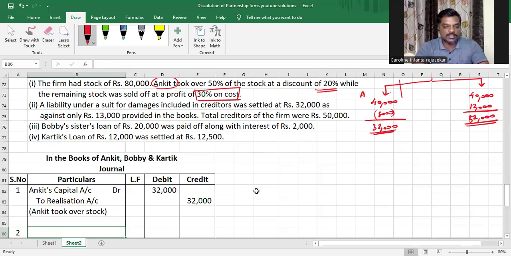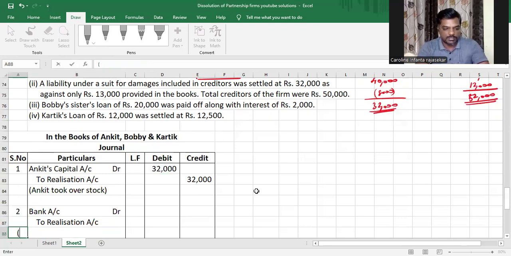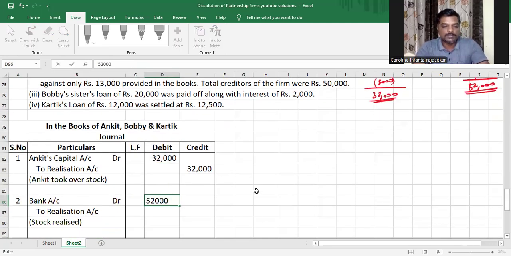And the second part of it is we sold the stock. Whenever we sell the stock, we get money in the bank, and therefore bank account will be debited. And whenever an asset goes outside the business, realization is credited. It's an income for the firm, and realization account is a nominal account, so it will be credited. Nominal accounts are credited with income. Stock realized. For how much did we realize it? We just computed it, 52,000. That's it, my dear children.